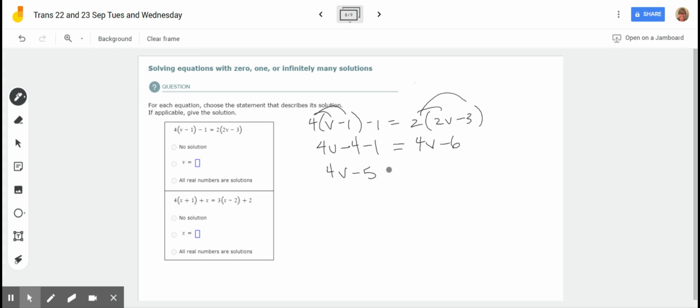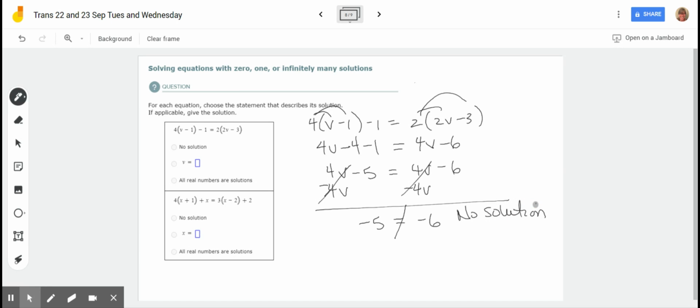4v minus 5 equals 4v minus 6. Watch. When I get rid of 4v, I end up getting negative 5 equals negative 6. That is not true. What that means is that there is never going to be a number you could plug in for v and get a true statement. So the answer here is no solution. Okay, let's take a look at the second one.